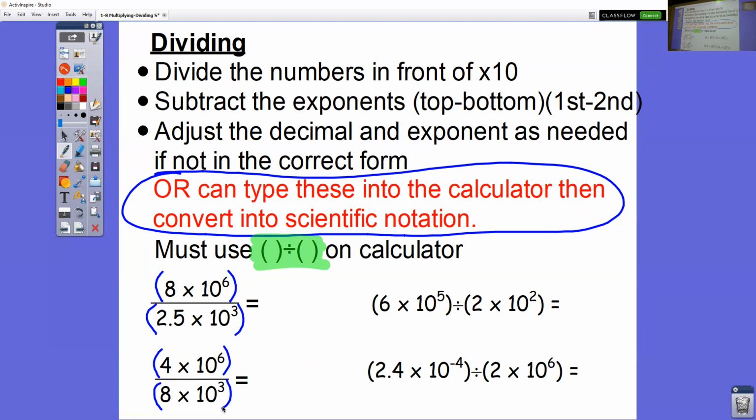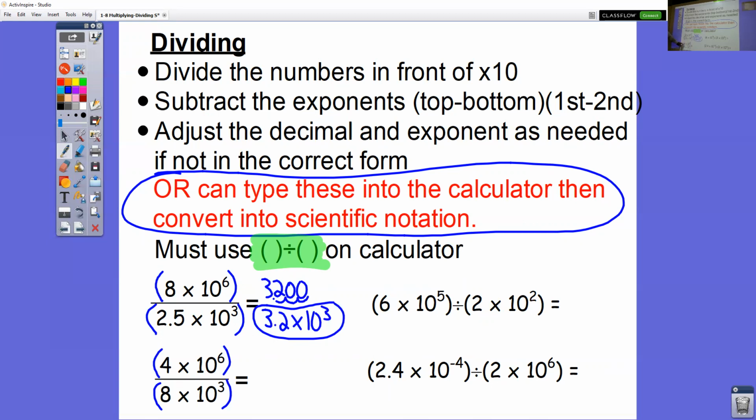Parentheses, 8 times 10, caret button 6, close your parentheses, divided by parentheses 2.5 times 10 to the third, close your parentheses. When you do that, you get an answer of 3,200. Again, we need to make this into scientific notation, so put a decimal point after our first non-zero number, in between the 3 and the 2, and then count 1, 2, 3 places to get to the end. So our answer is 3.2 times 10 to the third.